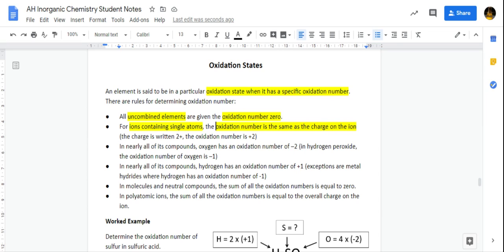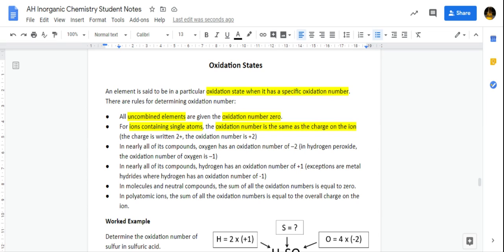For the halogens, so for a fluoride ion, a chloride ion, they will have an oxidation number of -1 because they have a single negative charge. Notice that the charge is written 2+, so for example, in a magnesium ion, it's Mg2+, but for an oxidation number, it's just +2.